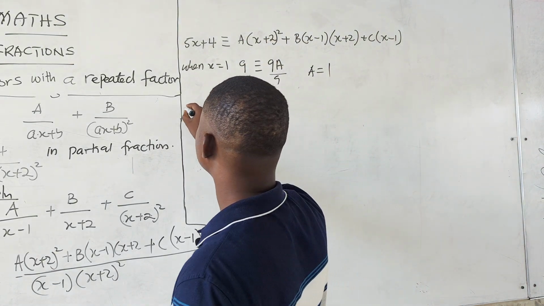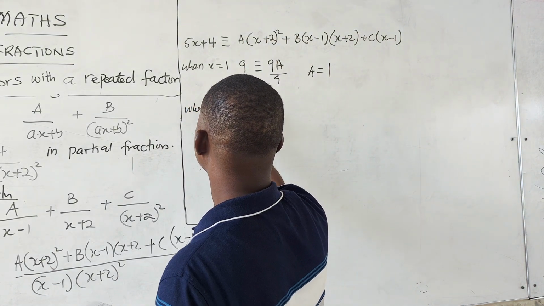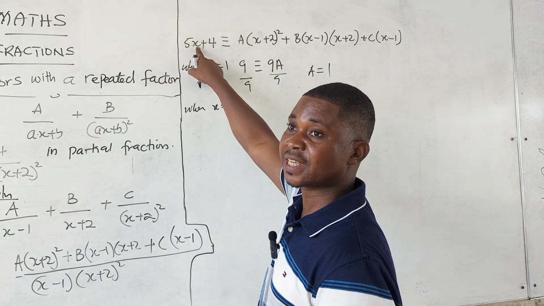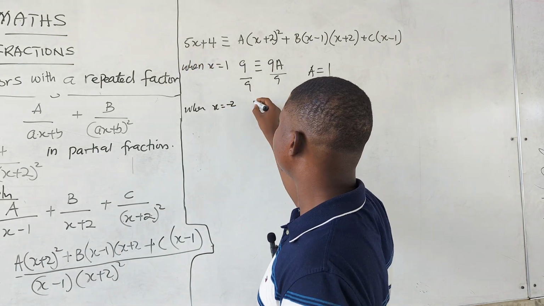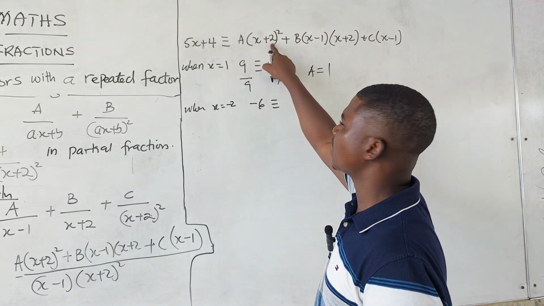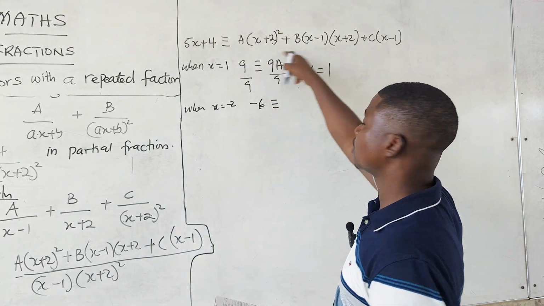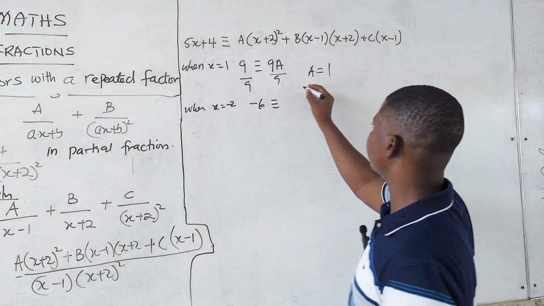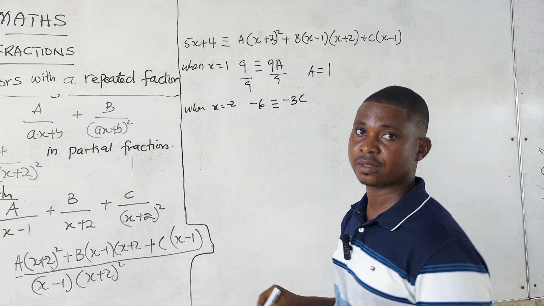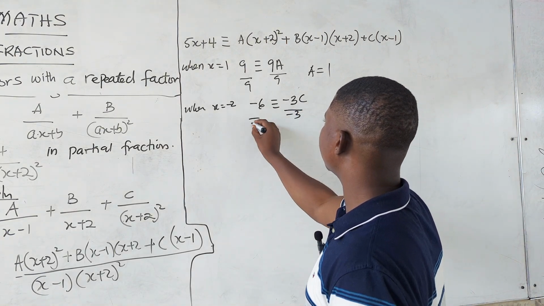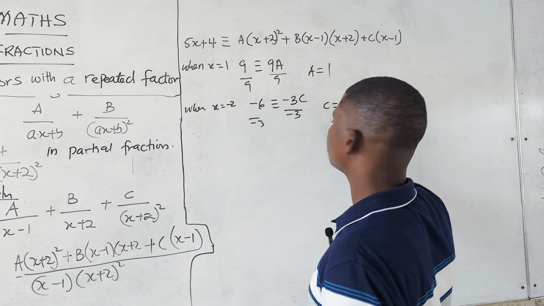Now we can also find one of the terms when x is equal to negative 2. So when x is equal to negative 2, 5 times negative 2 gives you negative 10 plus 4, negative 6, which is equivalent to this. When you put negative 2 here, 0, 0 squared, everything will be 0. The whole of this will also be 0. So negative 2 minus 1, you have negative 3 C. So we divide negative 6 by negative 3, C will give us 2.